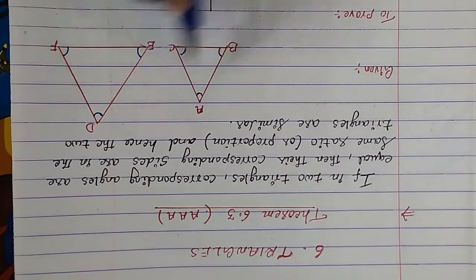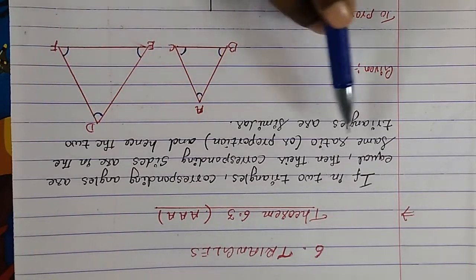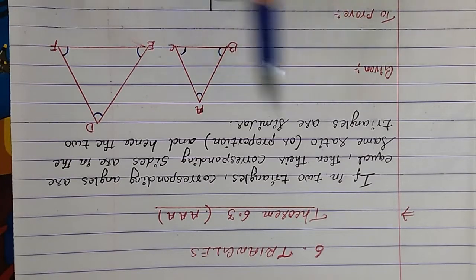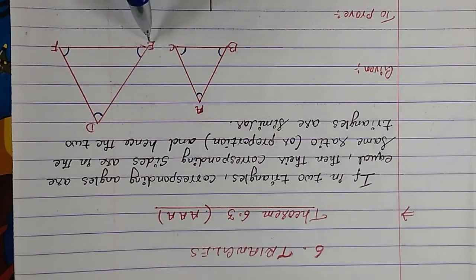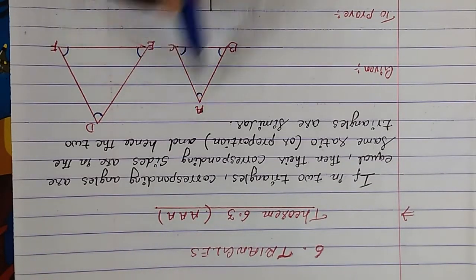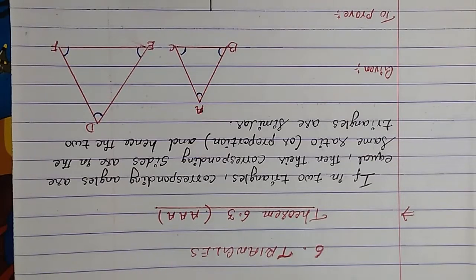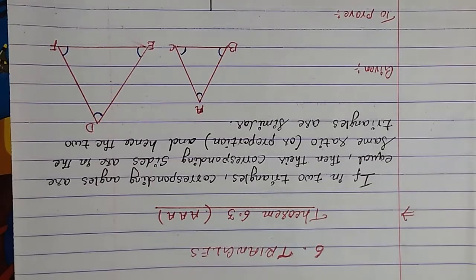So if the corresponding angles are equal, then their corresponding sides are in the same ratio, meaning to say AB upon DE will be equal to BC upon EF will be equal to AC upon DF. So that's called corresponding side. So if the corresponding angles are equal, then their corresponding sides will also be in the same ratio. So that's what we have to prove in this triangle.